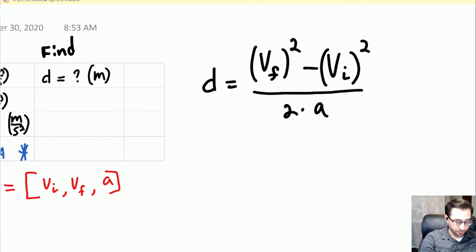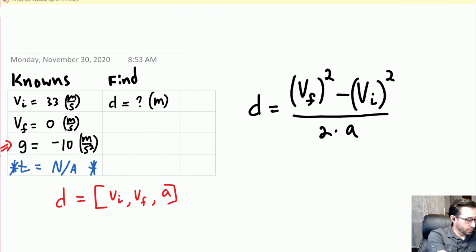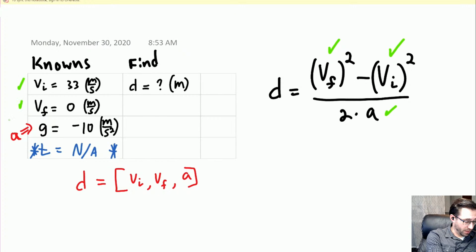Okay. So just to verify that this is indeed the right one before I even start plugging stuff in. On the left side, my find matches. And on the right side, V sub F, V sub I, and A. V sub F, V sub I, and A. Cool. So this is indeed the right one.